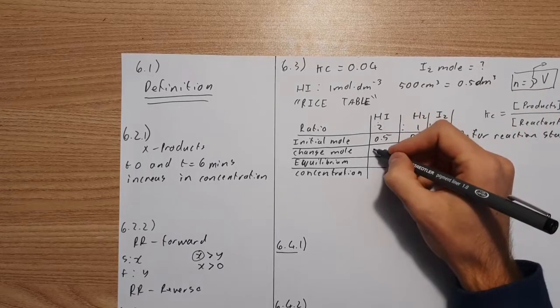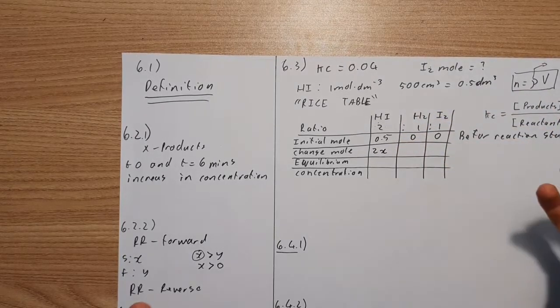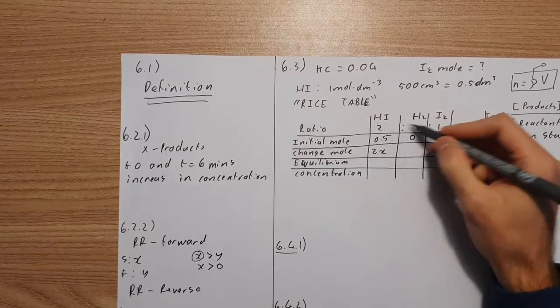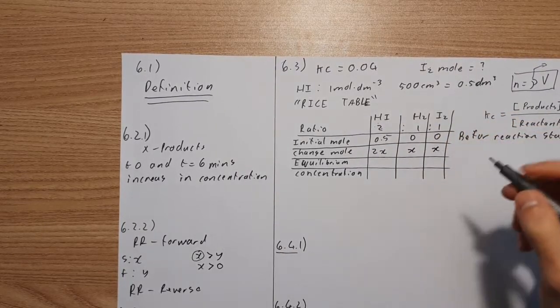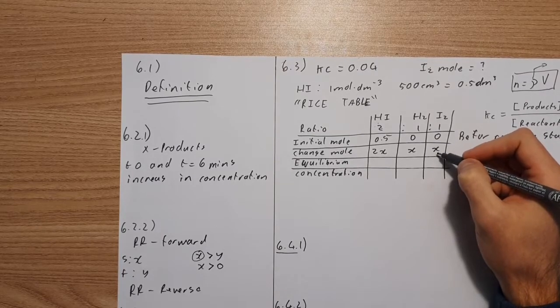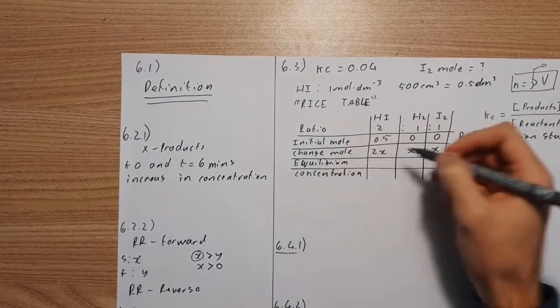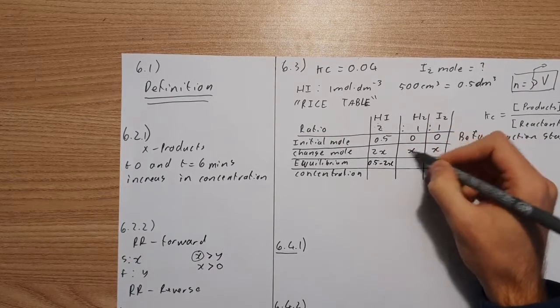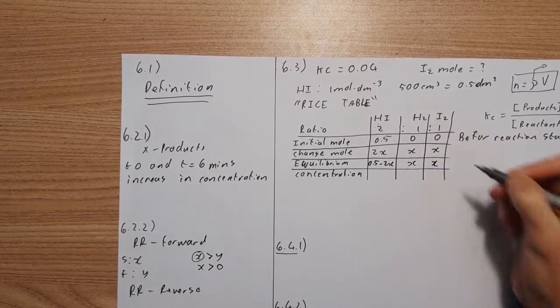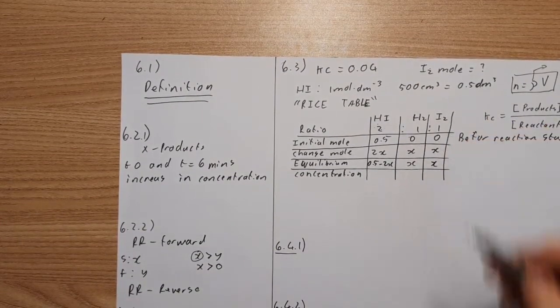So this is a change of 2x. We don't know what the change is. And because this is a 2-to-1 ratio, that's 2. And then this will just be a change of x over there. Okay. Now when we reach equilibrium, it will be 0.5 minus 2x, and this will just be a quantity of x because we started at 0.